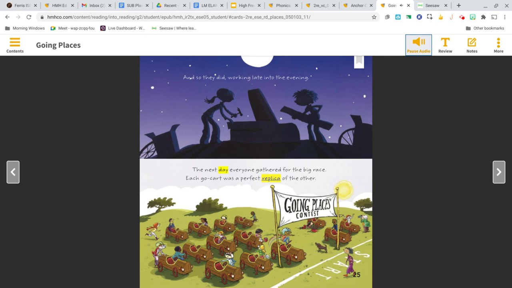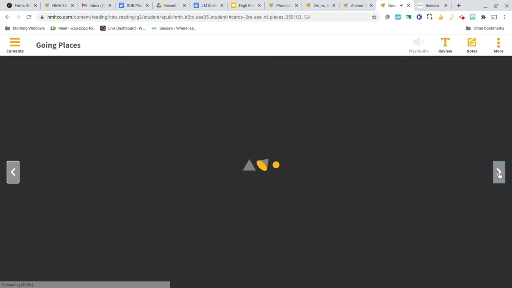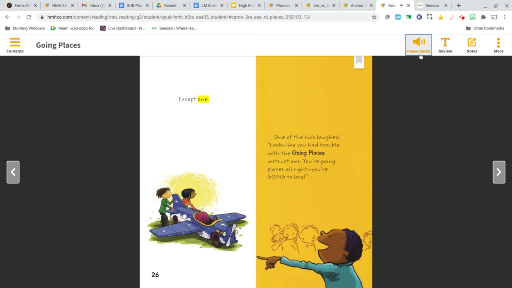The next day, everyone gathered for the big race. Each go-kart was a perfect replica of the other. Except one. One of the kids laughed. "Looks like you had trouble with the going places instructions. You're going places all right. You're going to lose."